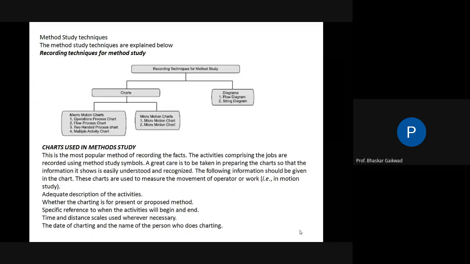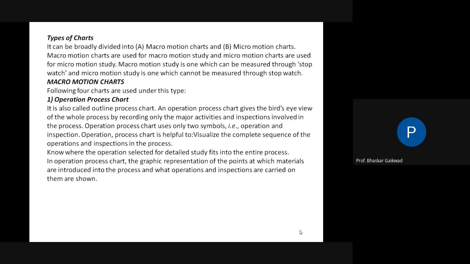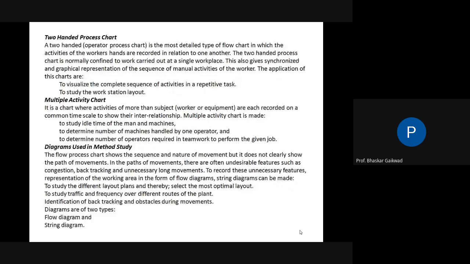Okay. If anybody has any problems, you can ask. The next time we're going to study the different types of charts used in micro motion study. First, we'll go to the operation charts, and after this, we go to the flow process charts. Okay, so these are the flow process charts.